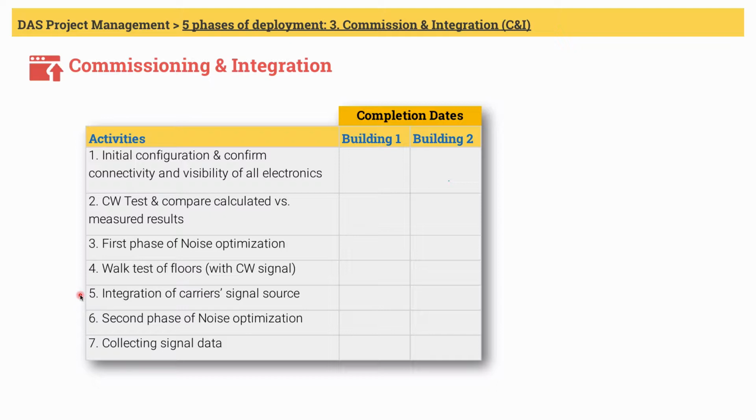Integration of carrier's signal source. Once the engineers complete all the steps described above, your DAS is ready to accept carrier signal, which means Sprint or AT&T or Verizon can now join the DAS.